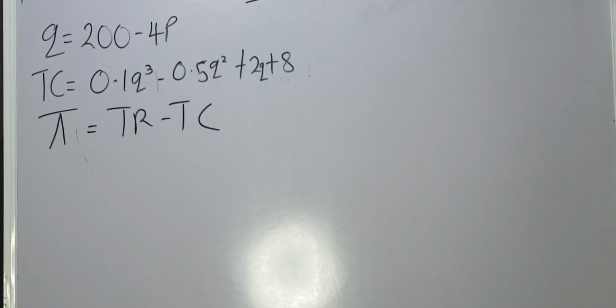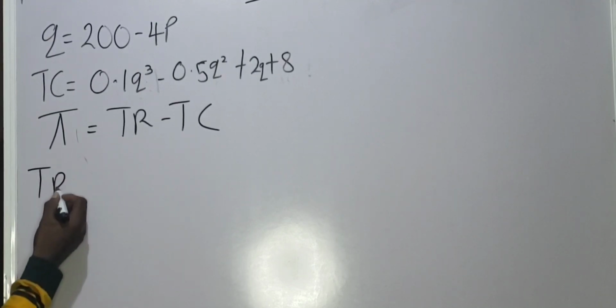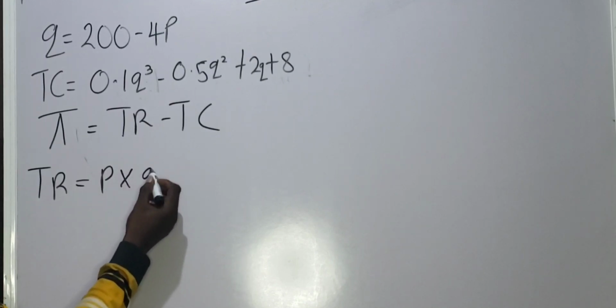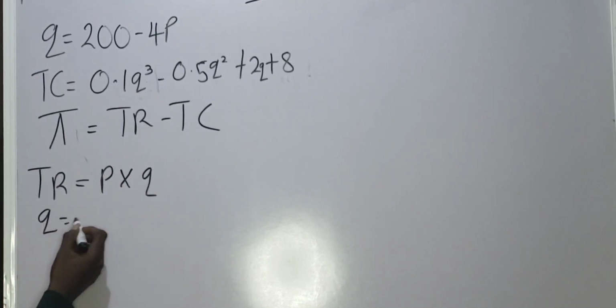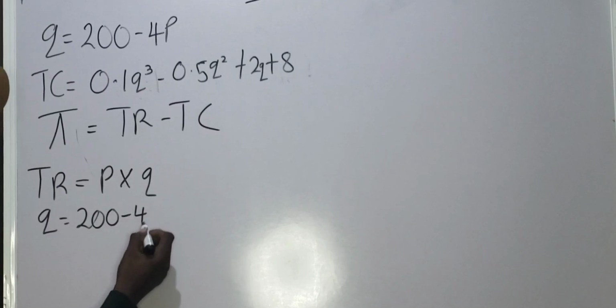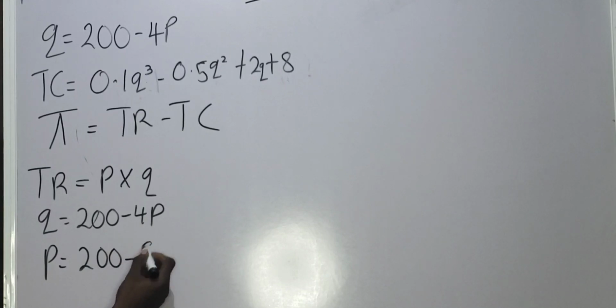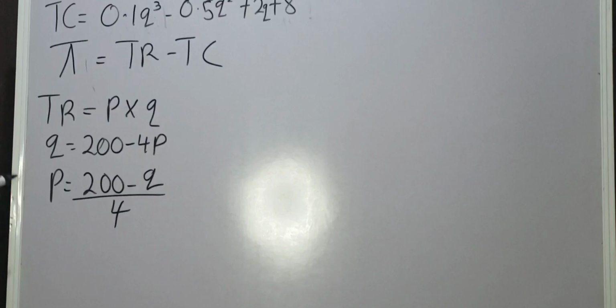Now, to get the total revenue, don't forget, in our previous class on the first method, total revenue is price multiplied by quantity, you understand? And Q has been given as 200 - 4P. If you have not watched the video on the first method, you can check the link in the description of this video to watch it, okay? So make P the subject of the relation. P = (200 - Q)/4. We have gotten the P.